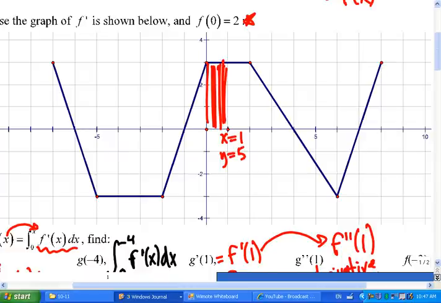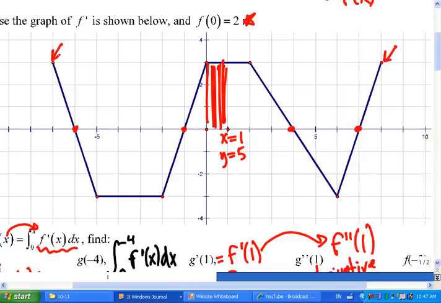So my question now is, where are those minimums and maximums? I actually want the values. Here's one, here's one, here's one, here's one. And we better check our endpoints too.